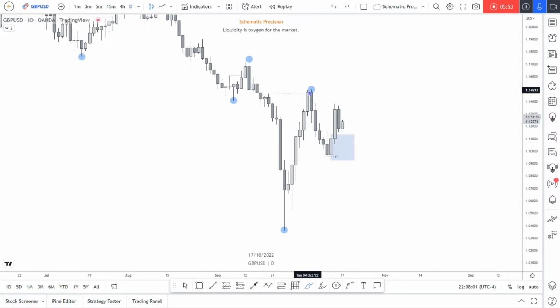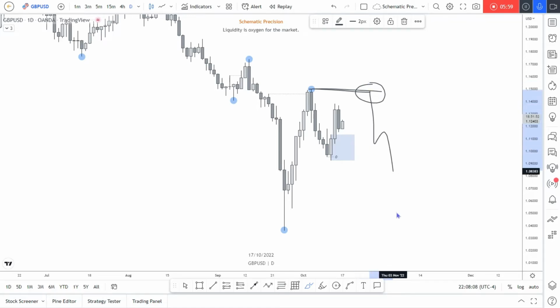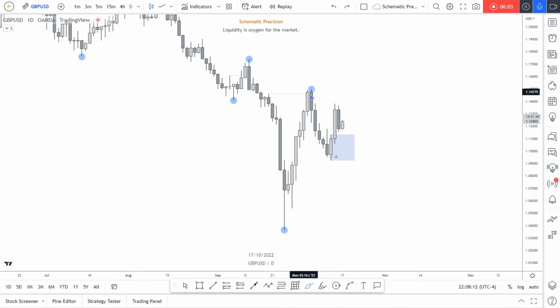And if price manages to sweep this high, there will be a high probability for this impulse move to be stronger, because the major liquidity sits above this high.